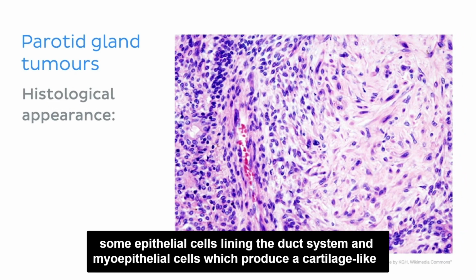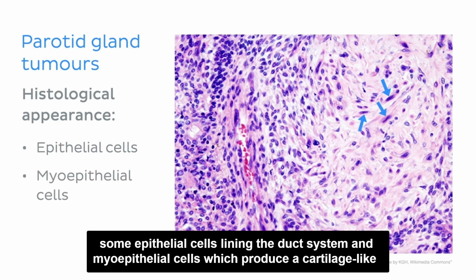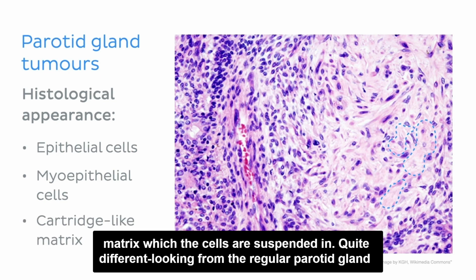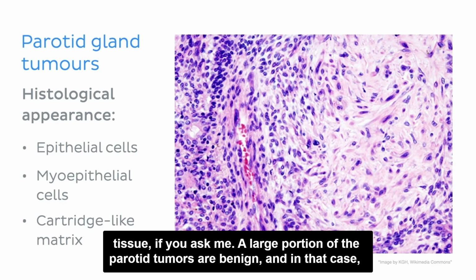The tumours are formed by some epithelial cells lining the duct system and myoepithelial cells which produce a cartilage-like matrix which the cells are suspended in. Quite different looking from the regular parotid gland tissue, if you ask me.